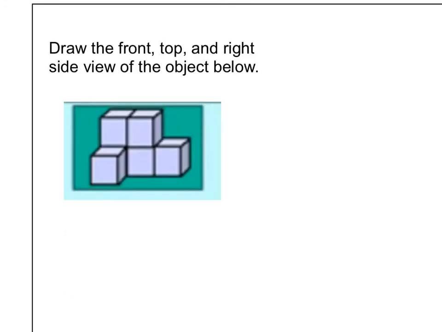Example 8. Draw the front, top, and right side view of the object below. So we want to draw what would this look like from the front, from the top, and from the right. So they're giving us the 3-dimensional shape, and we have to draw the 2-dimensional view from that particular side, the orthographic view. So please pause the video and try these things.